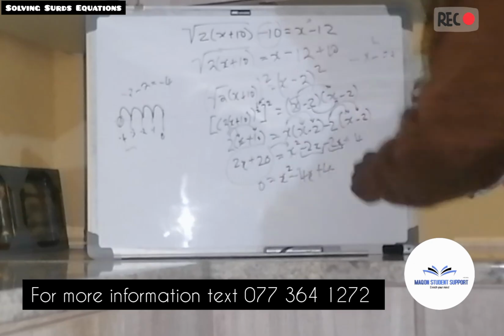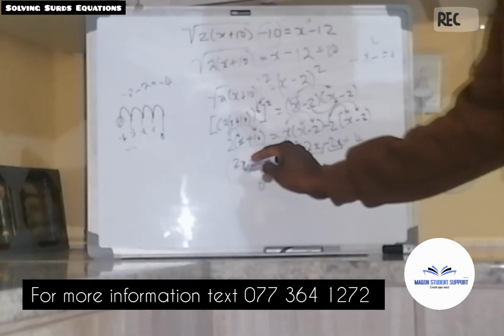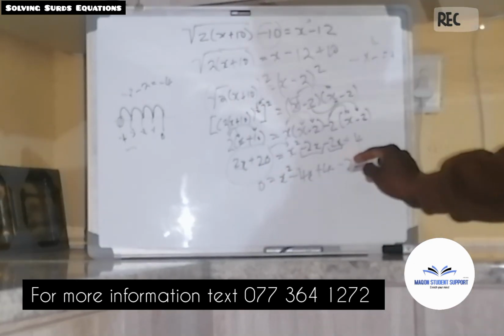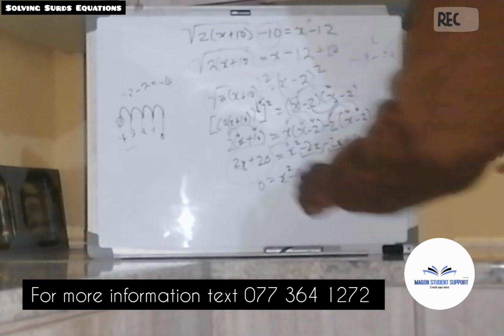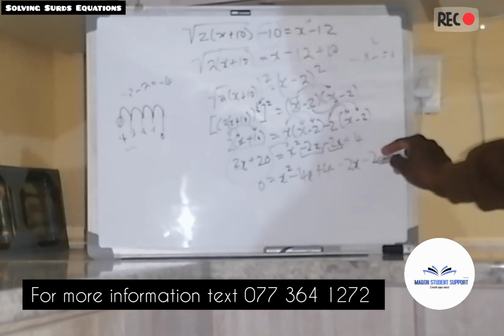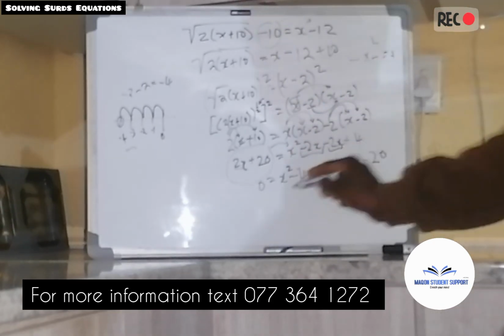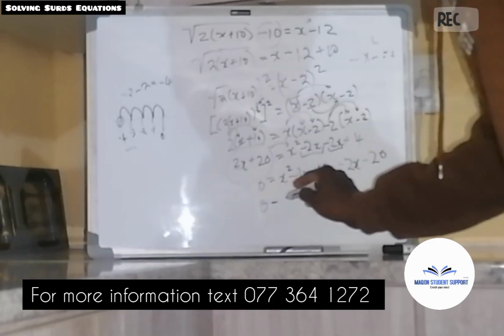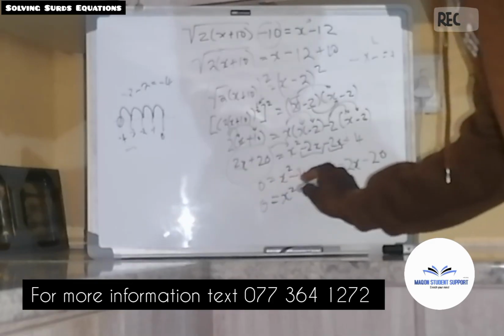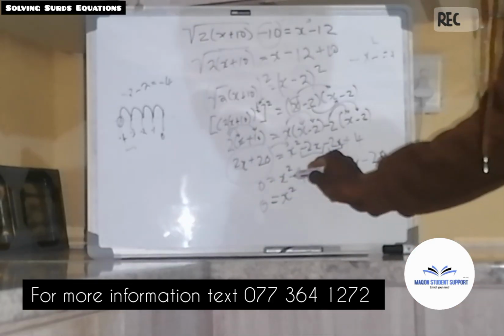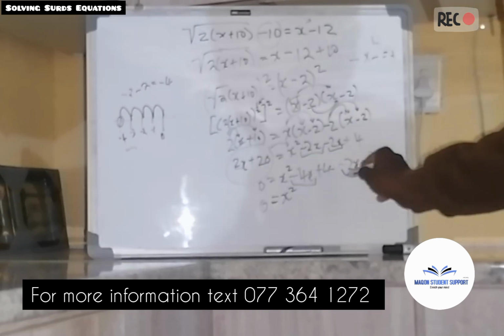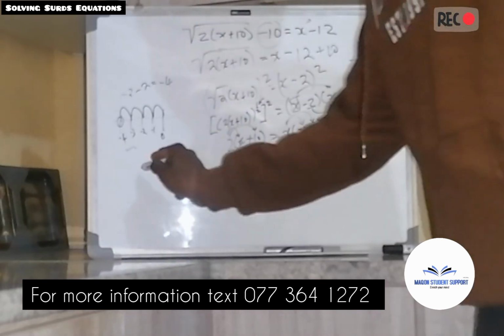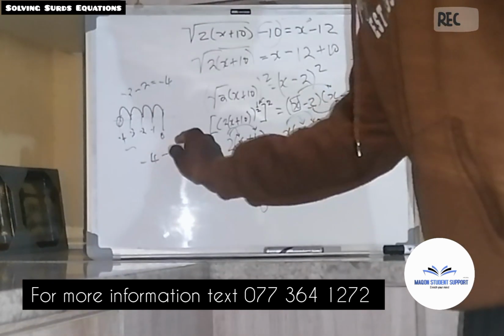So now we are taking these ones to the other side. It means that this positive to the other side will be negative 2x. This positive to the other side will be negative 20. So once it's like this, now you must add like terms. The like terms here: x squared doesn't have any like term, but negative 4x and negative 2x are like terms. So we must add negative 4 and negative 2.